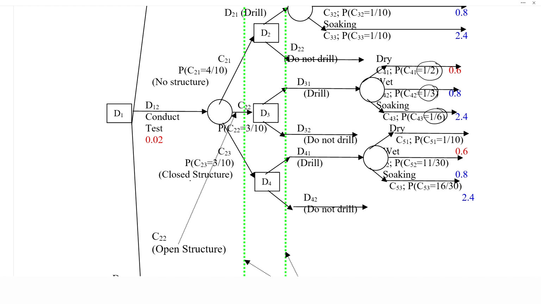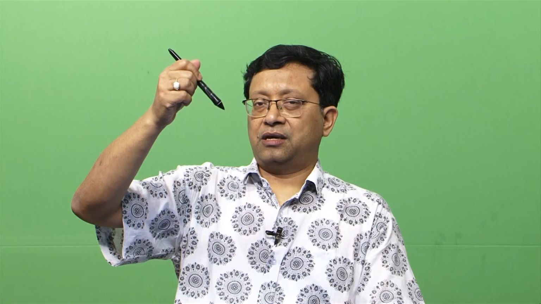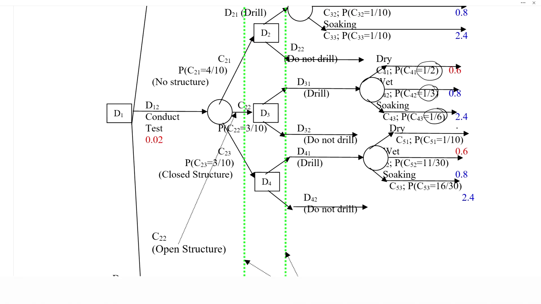And finally, for the closed structure, with D4 there is D42 do not drill, and with D41 where there is a drill, again you have dry, wet, soaking. Net present value, again I am assuming simplistically, as minus 0.6 plus 0.8 plus 2.4. Hence minus 0.6 is red in color, plus 0.8 is in blue in color, plus 2.4 is in blue in color, and the corresponding probabilities are given, which I will go back to verify. This is 1 by 10, 11 by 30, 16 by 30.